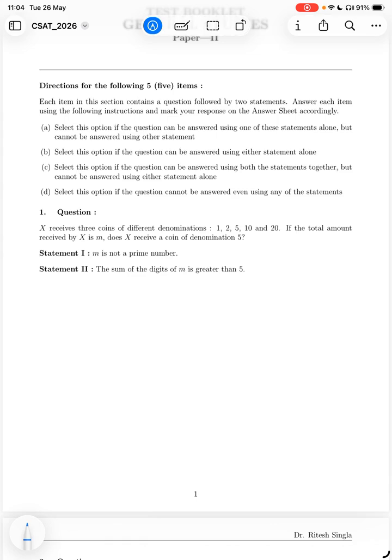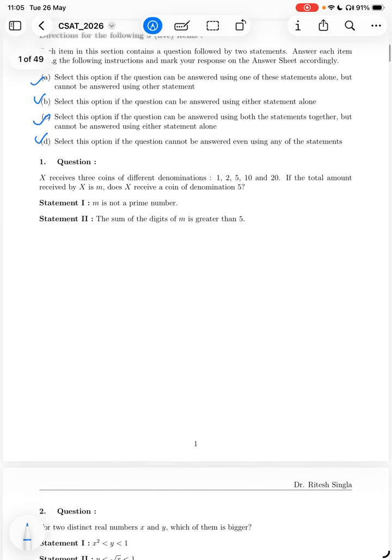It says that each of these five questions needs to be answered with these four options. Basically, we choose option A if the question can be answered by one of the statements but cannot be answered by the other statement. Option B if the question can be answered by either of the statements. Option C if the question can be answered using both the statements but cannot be answered using only one. And option D if you cannot answer the question using both the statements. So let us start with question 1.